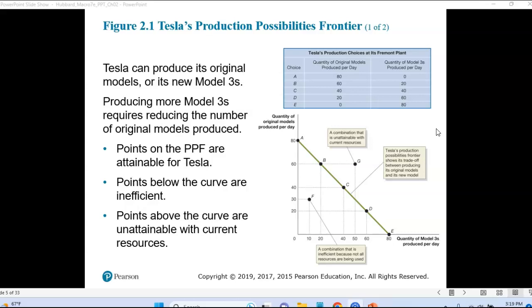So if we're looking at this, you want to produce anywhere on that line. This was just a short video to illustrate the components of the production possibility frontier and where we're able to produce and where we're not able to produce.